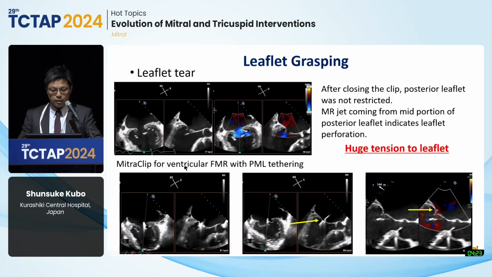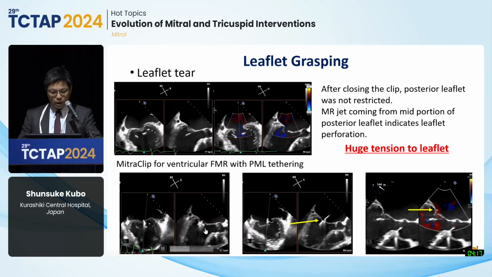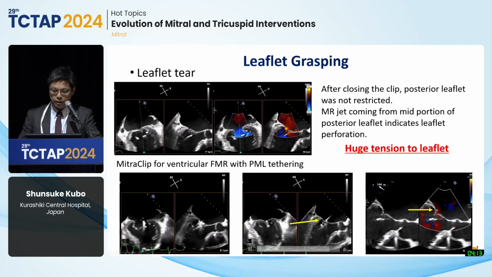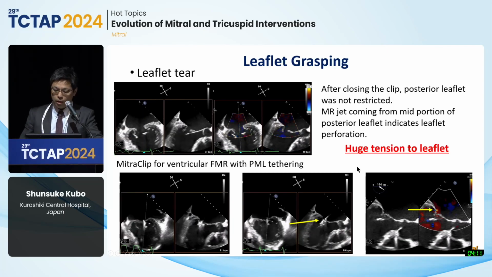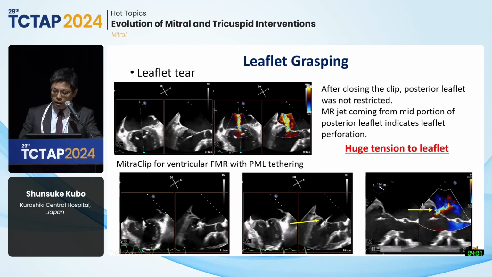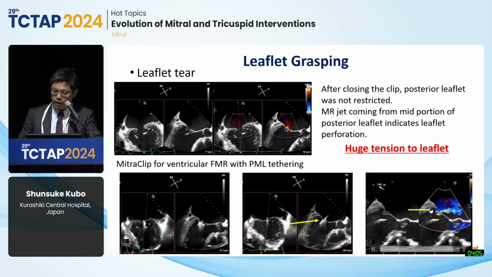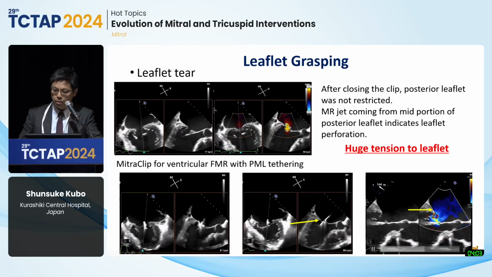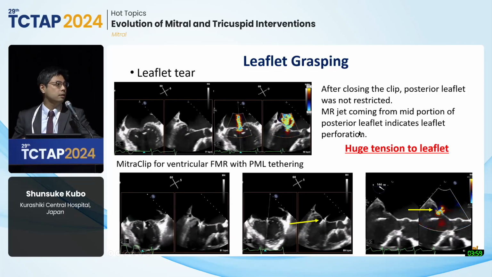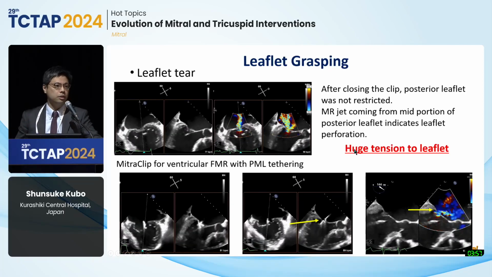Here is a leaflet tear case. We implanted just one clip for ventricular functional MR with posterior leaflet tethering. After the gripper went down, we were closing the clip, but as you can see, the posterior leaflet is not restricted. After opening the clip, we checked the leaflet. As you can see, there is new eccentric MR from the mid portion of the posterior leaflet. This indicates leaflet perforation, which I think occurred due to huge tension on the leaflet.